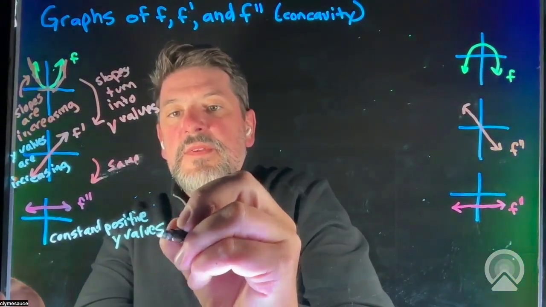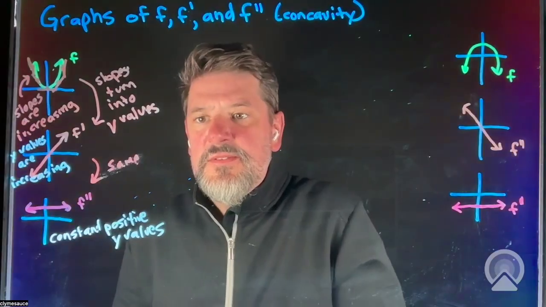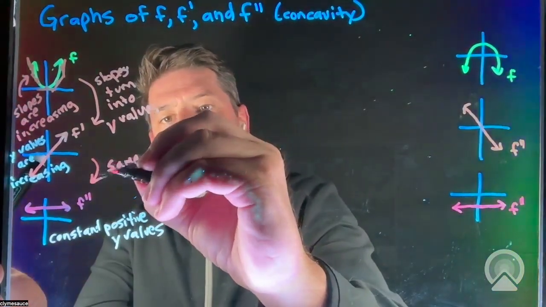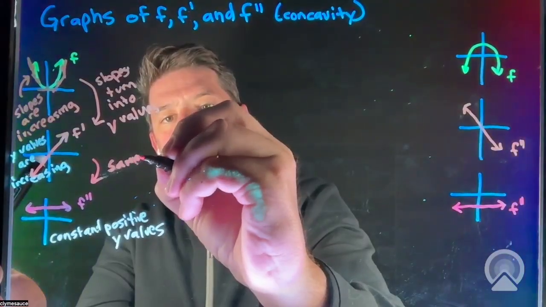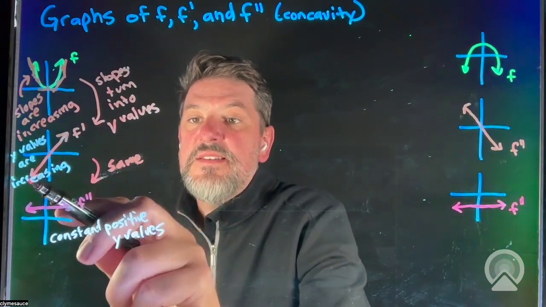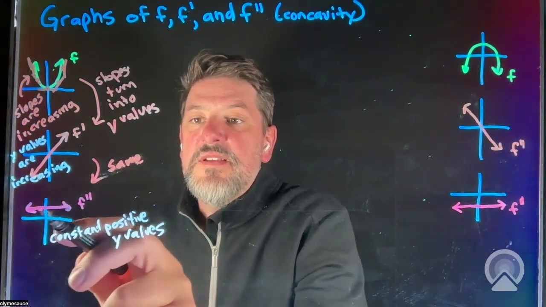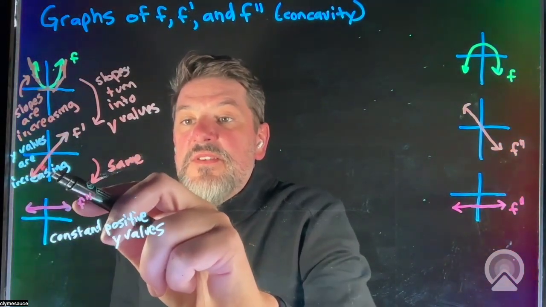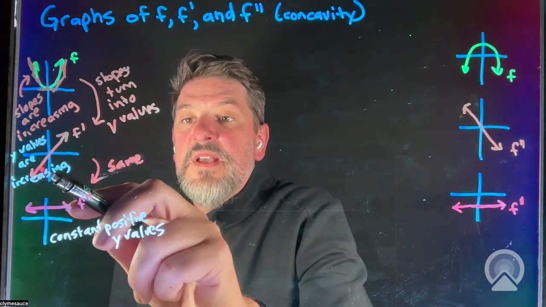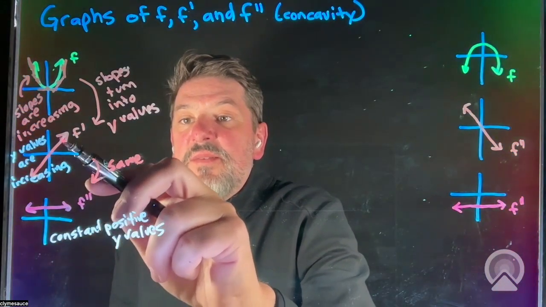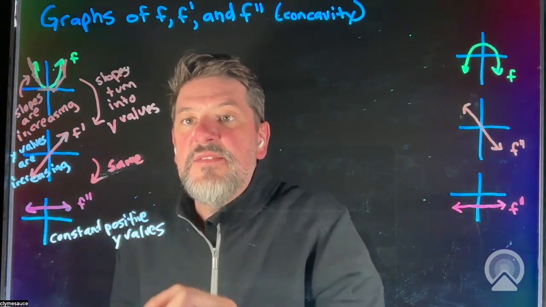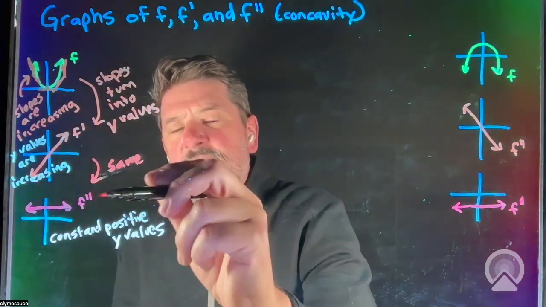So again, the y values of this graph are coming from the slope of that graph. And I smeared that and I don't like that, so I'm going to rewrite that again. Okay, so because the slope is constant here, the y values are constant here. And because the y values are continuously getting bigger here, that means that our change is positive. And that's why this is positive. This is positive because our change is positive. So that's how you get from f to f prime to f prime prime.